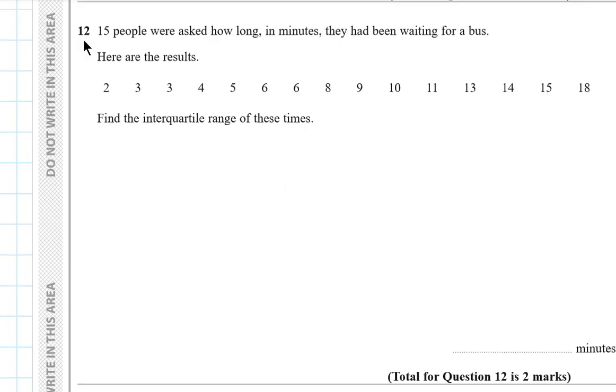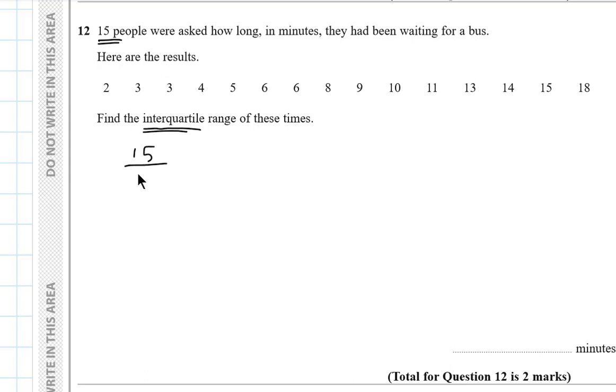squared. Okay. Question 12. 15 people were asked how long in minutes they had been waiting for a bus. Here are the results, okay? 15 people. Find the interquartile range of these times. Piece of cake, of course, okay?